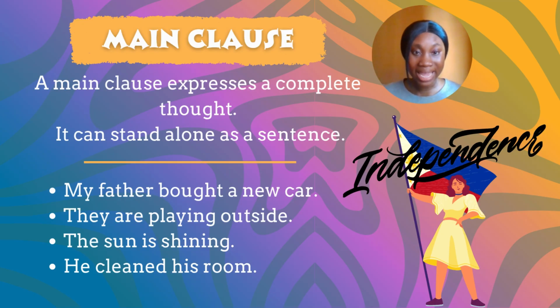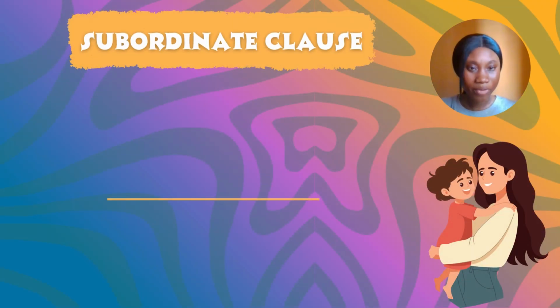Now, they are playing outside. The sun is shining. He cleaned his room. So, all these sentences are main clause sentences. They are independent. They express a complete thought. I don't need to add or put in one or two more words for you to get what I'm trying to say. That is that about main clause. So I believe we understand main clause.